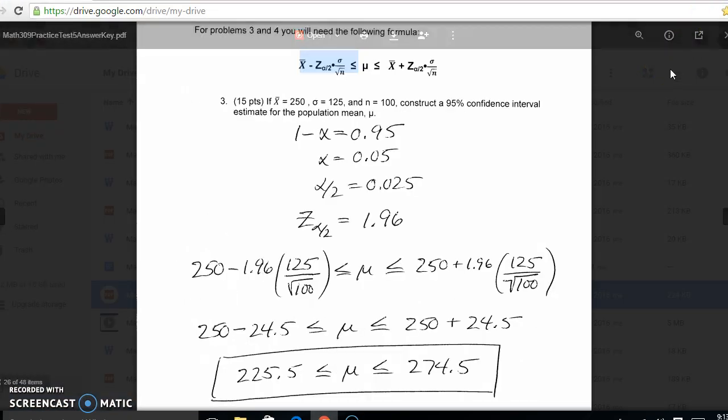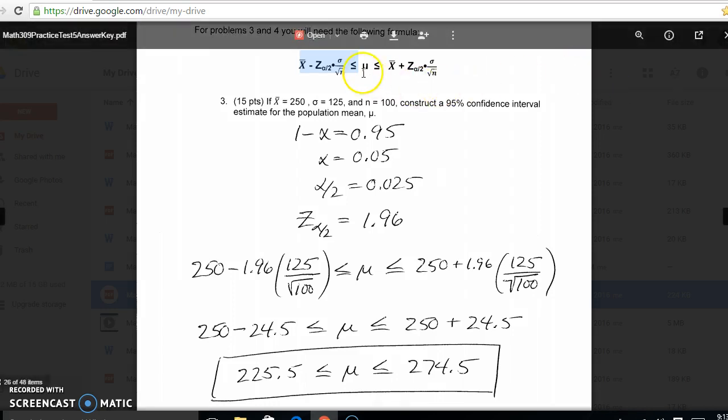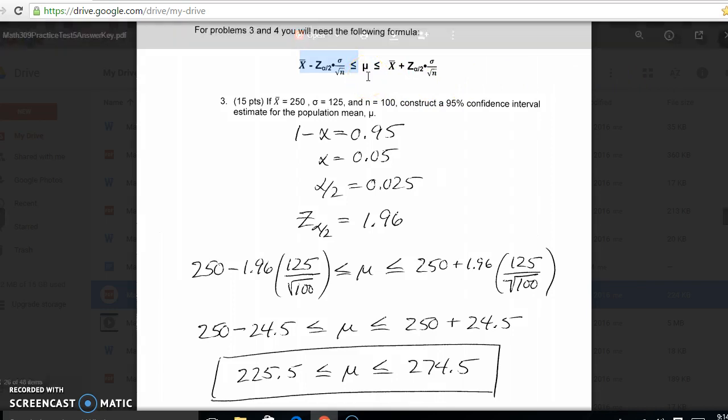Okay, so this is problem number 3 on practice test number 5. What we're doing here is we are trying to find a confidence interval for a population mean, which is mu, in this equation. This is the equation you'll be using. And you are given all of the information in the setup of the problem.